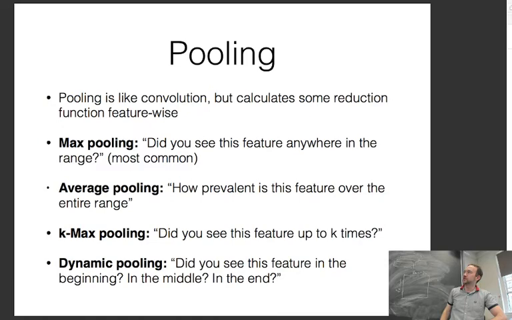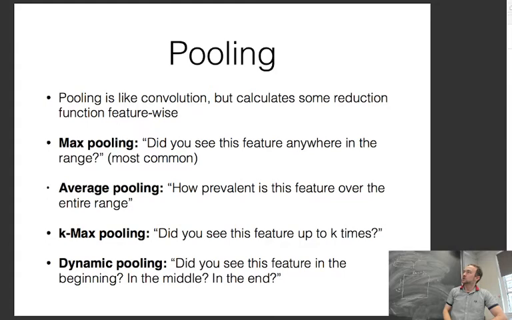Max pooling is by far the most common method for pooling. I think the reason why is it makes a lot of sense as a way to combine features. Basically it's saying, did you see this feature anywhere in the sentence? You look through all of the n-grams in the sentence and try to find any n-gram that matches that feature. That seems like a good idea, right? You find "really hate," and that's a really strong indicator. So if you have that anywhere in the sentence, you should make sure that you're using that in your classification.